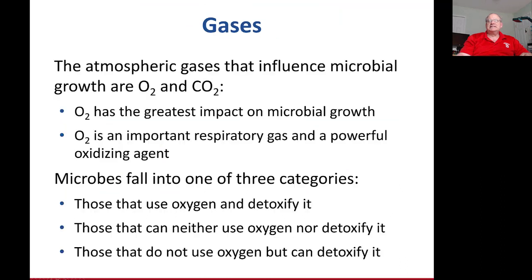Straightforward vocabulary. And gases, atmospheric gases that influence microbial growth, are oxygen and CO2. O2 has the greatest impact on microbial growth. It's an important respiratory gas and a powerful oxidizing agent. In fact, blood and oxygen, blood is toxic, and it doesn't make sense, but it is, and it's because it's carrying oxygen, the heme does, and that's a strong oxidant, and it can damage tissues as typical.